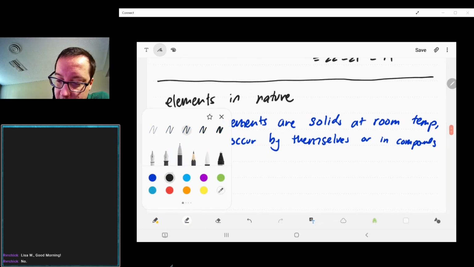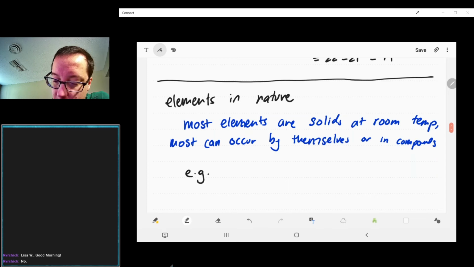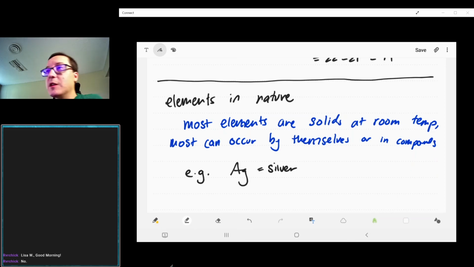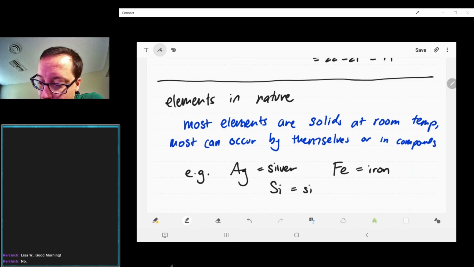So, for example, this is silver. You can find it either just as silver metal, or you can find it as various compounds, like silver oxide, for example. We know that silver is a solid at room temperature. It just is Ag. Fe would be iron. You can find iron by itself, or in compounds like rust or various minerals. Or something like silicon. You can find all of these existing by themselves.